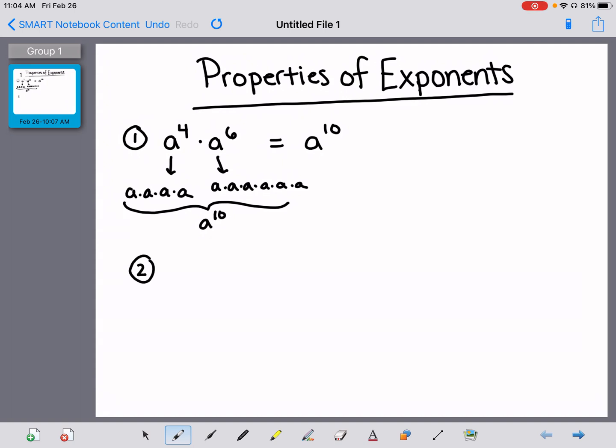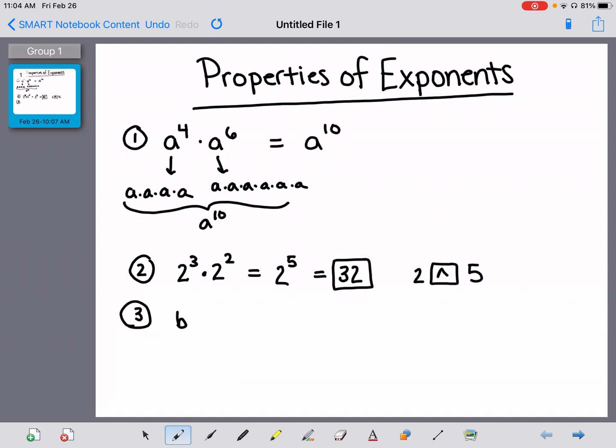So let's try another one. If we had 2 to the third times 2 to the second, we could keep the base the same and add the exponents. 3 plus 2 is 5. And then if you had a calculator, you could enter this into your calculator. 2 to the 5th power is 32. If you don't know how to enter that into your calculator, you're looking for that caret button, the same one we were using on the computer. And that should tell you 32.